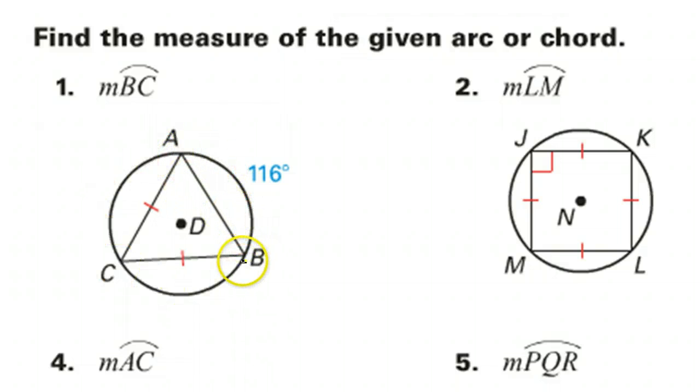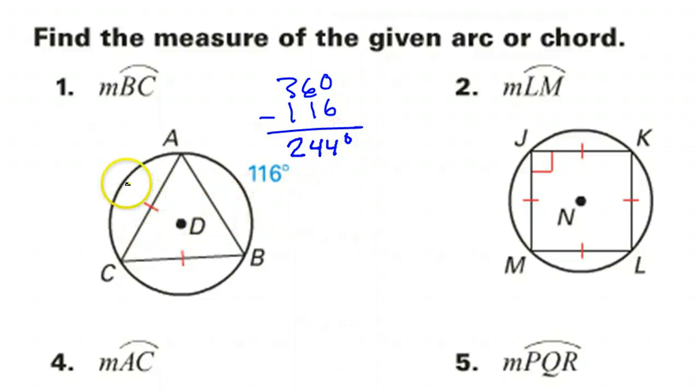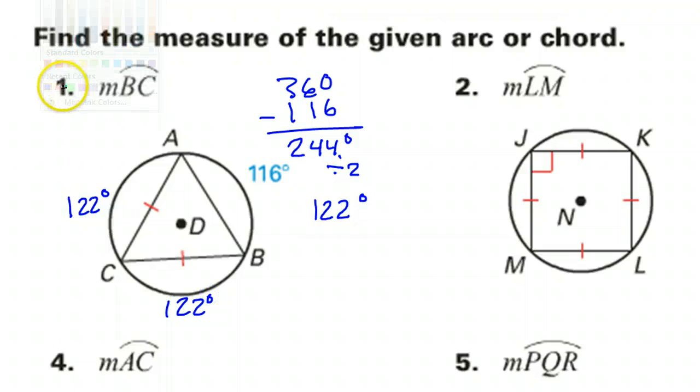That means the remaining part of the circle, that's 360 minus 116, is going to be 244 degrees. Now that 244 degrees will be shared equally between arc AC and arc CB. So we'll have to divide that by 2 and we'll get 122 degrees. That means both arc AC and CB are 122 degrees. But specifically we were asked to find the measure of arc BC, and that is 122 degrees.